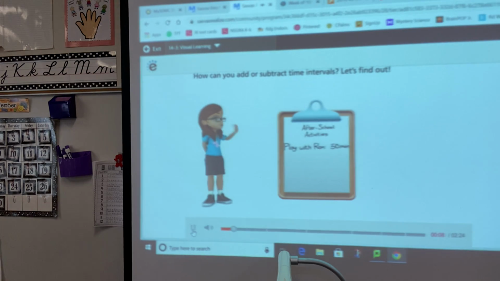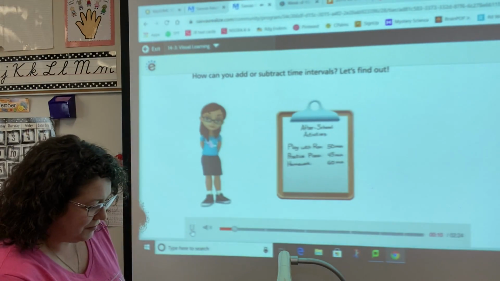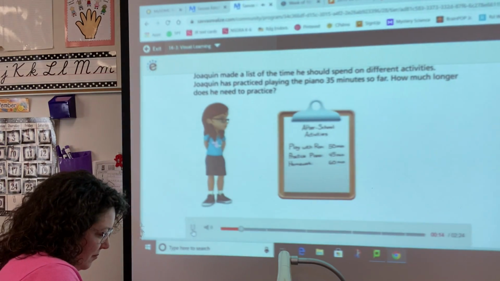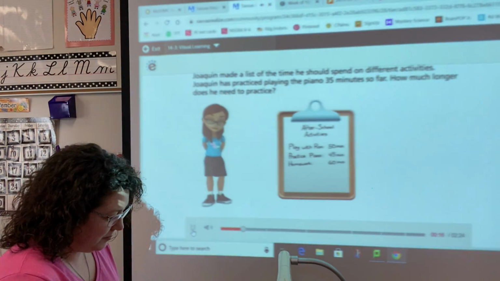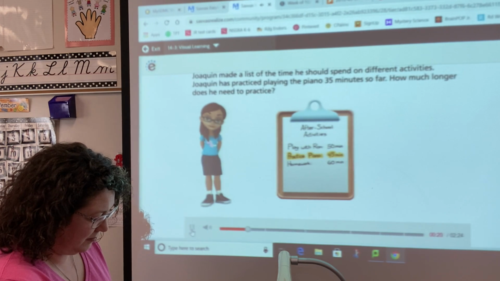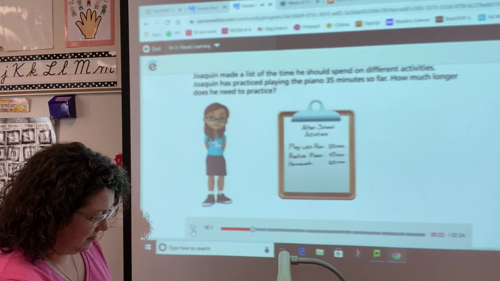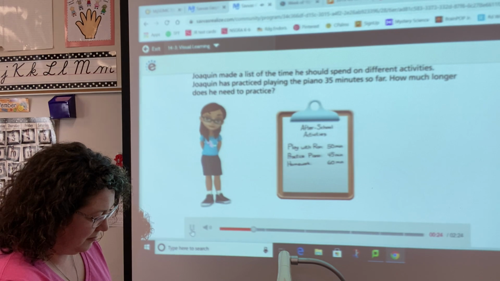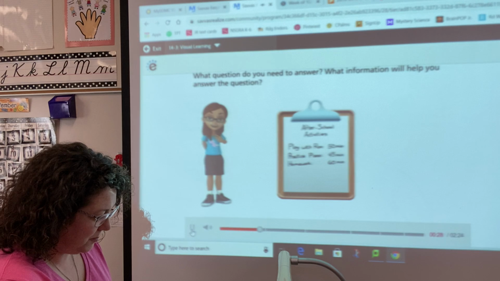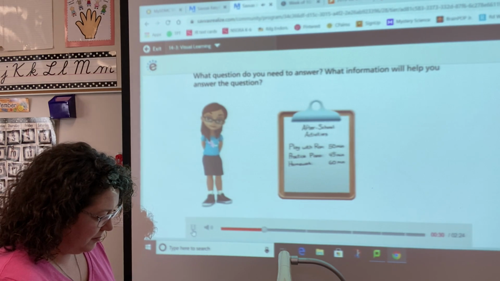How can you add or subtract time intervals? Let's find out. Joaquin made a list of the time he should spend on different activities. Joaquin has practiced playing the piano 35 minutes so far. How much longer does he need to practice? What question do you need to answer? What information will help you answer the question?